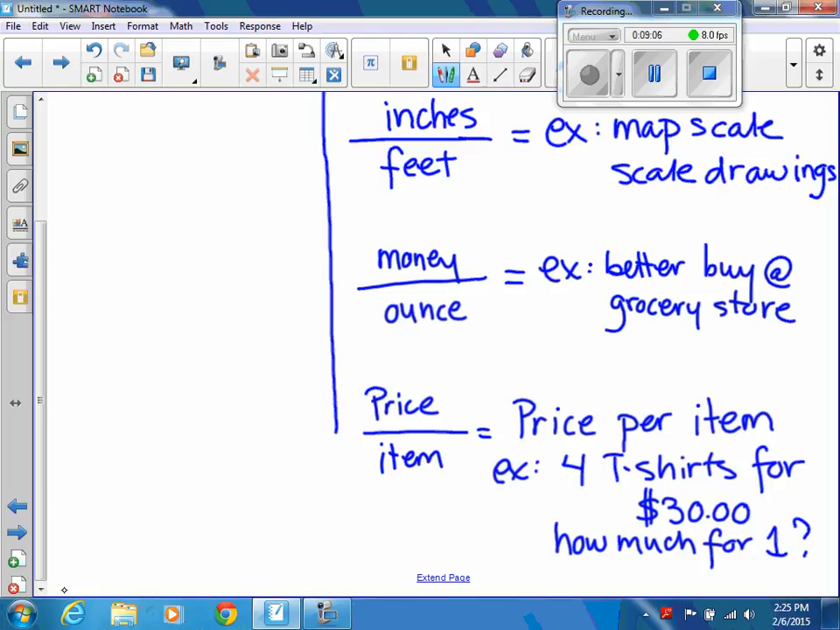Just the other day I was trying to buy refried beans. I like to make burritos, and I was trying to see which can of refried beans was the better buy. So I looked on there, and it tells me that one of them was 9 cents an ounce, and the other one was, I think, 10 cents an ounce. And I think another one was even 12 cents an ounce.